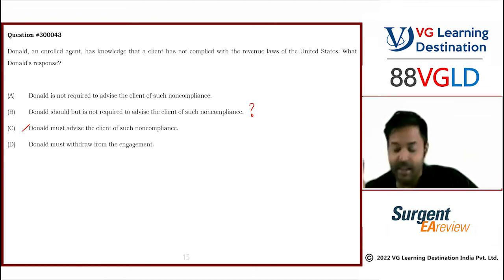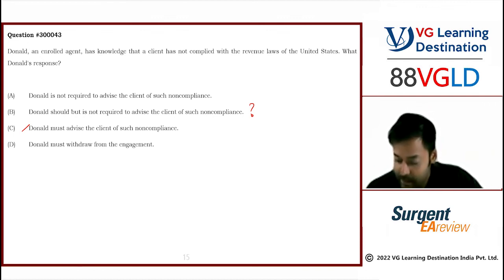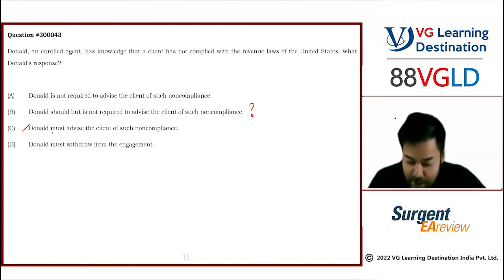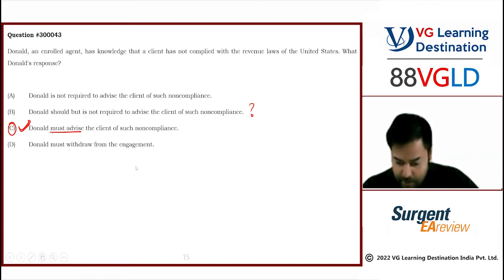Correct. At least initially, for the first time, you have to advise this. Otherwise, whether the client takes it or does not take it is the prerogative of the client, but it is your responsibility to advise in that case. Correct. Yes, that's the responsibility of the EA. In fact, every tax practitioner.